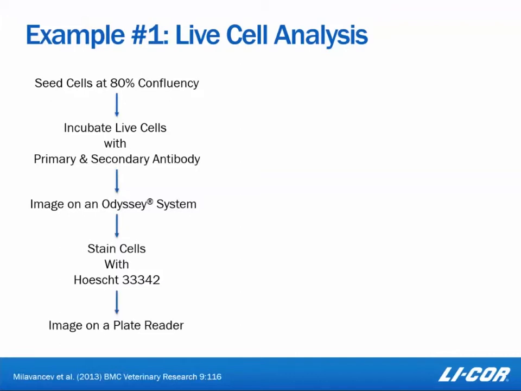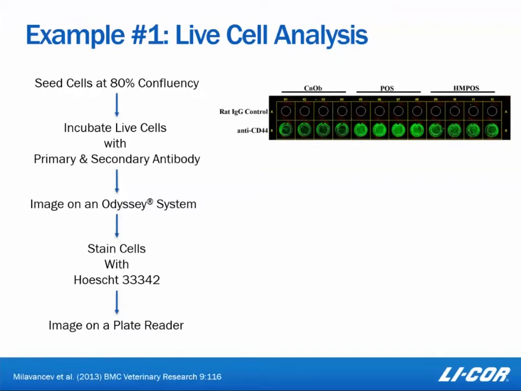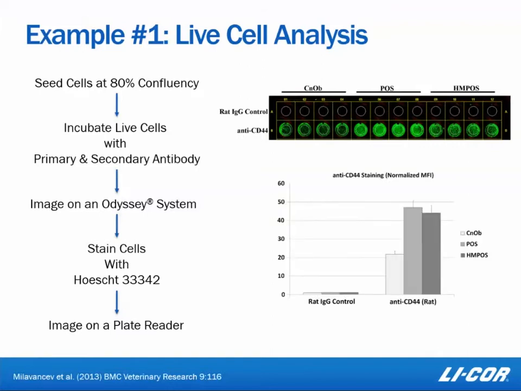Here, they're able to perform the In-Cell Western Assay looking at CD44 between wild type and cancer cell lines. And they could readily detect differences between the three cell lines. What we can see here is that the cancer cell lines, POS and HMPOS, have higher amounts of that CD44 localized to the plasma membrane when compared to wild-type cell lines.